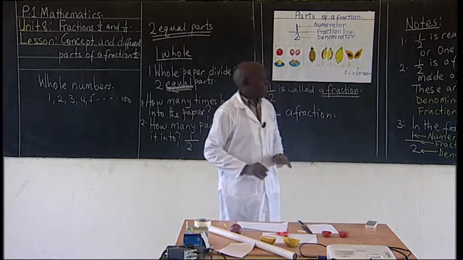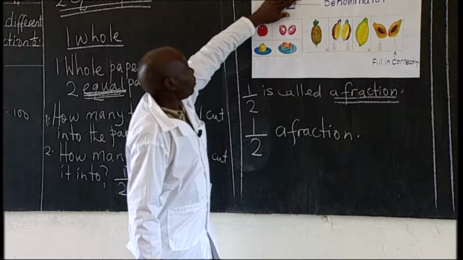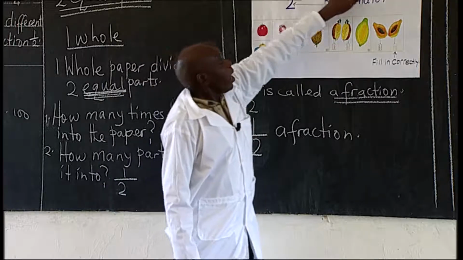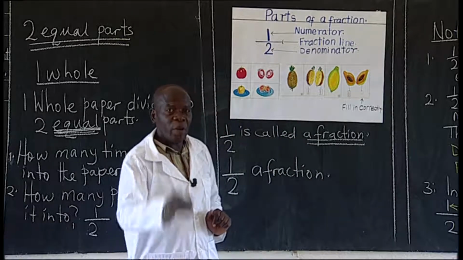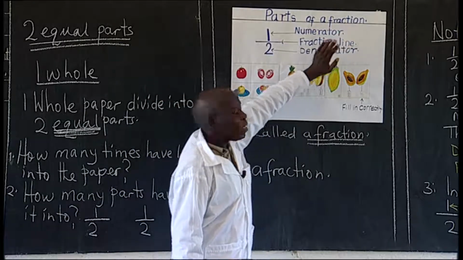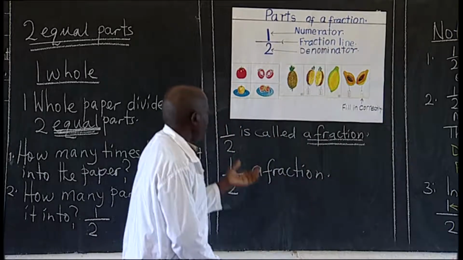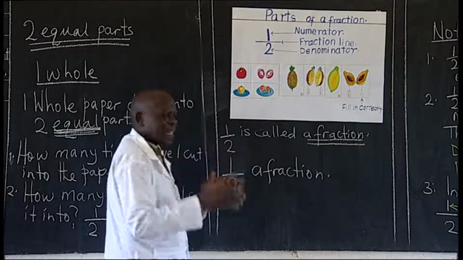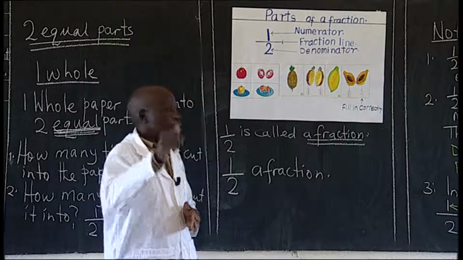Now, can you look here, all of you? Parts of a fraction. Parts of what? A fraction. Can you repeat again? Parts of a fraction. Already we have seen what we call a fraction. So, what are these parts that make a fraction? You get my point? Good.